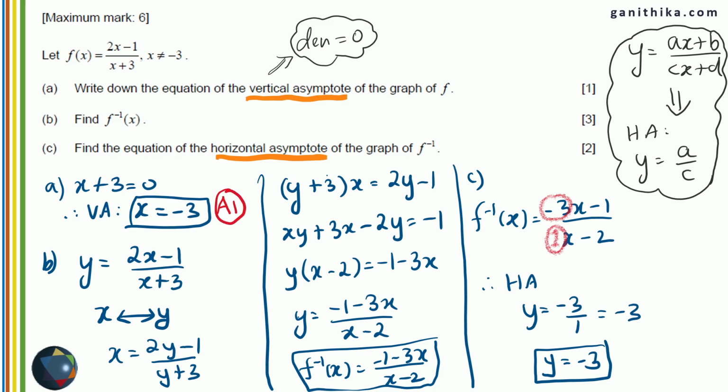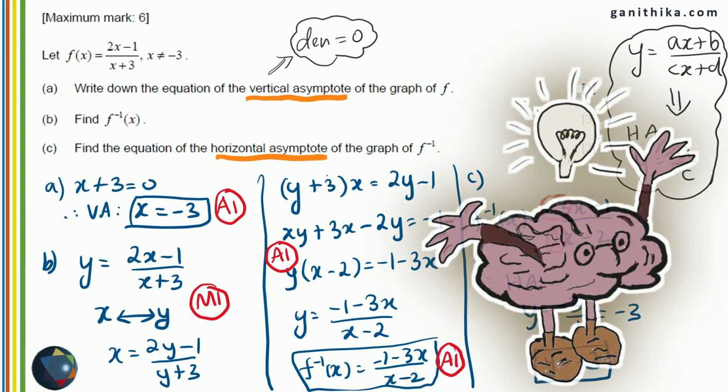Going for the answer scheme, 1 mark for just writing the equation of the vertical asymptote in the form x is equal to k. And method 1 mark for interchanging x and y for question B, for finding the inverse function and actually finding the y value in terms of x, and writing the final answer as f inverse of x is equal to the given answer.